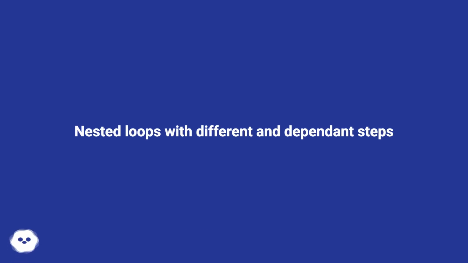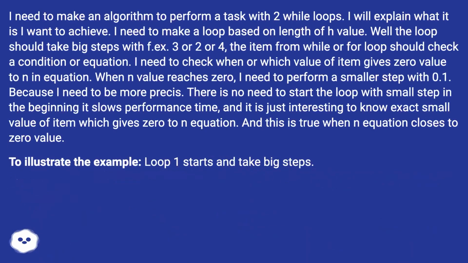Nested loops with different and dependent steps. I need to make an algorithm to perform a task with 2 while loops. I will explain what it is I want to achieve.